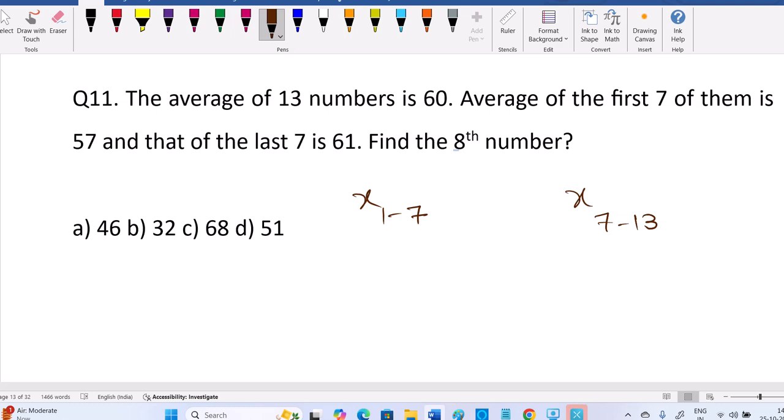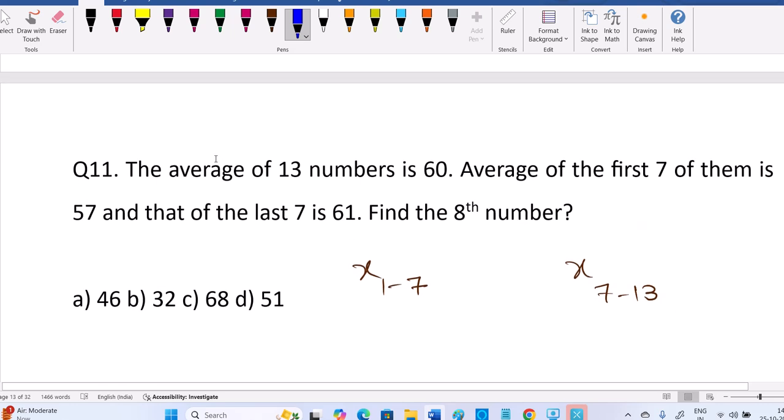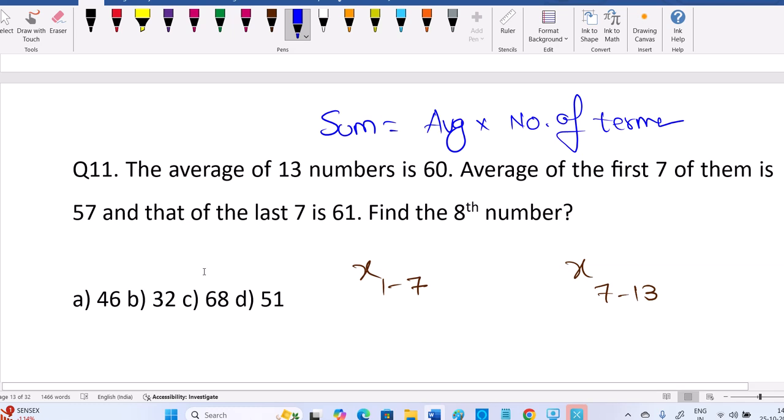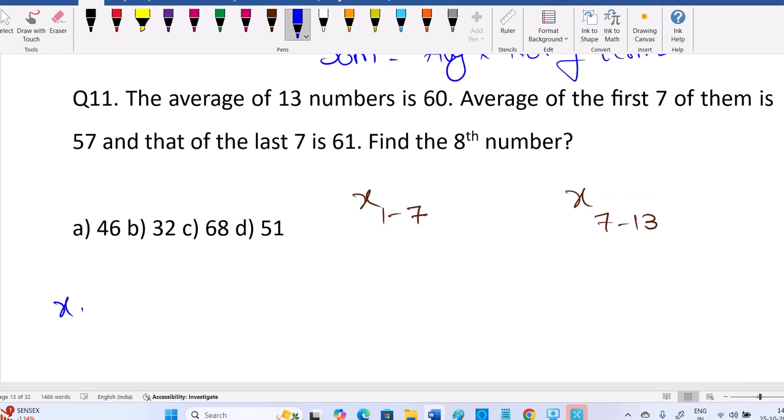Now listen, sir, how to approach these types of questions? Average is sum of terms divided by number of terms, but in the question the average is already given, so sum is equal to average into number of terms. That is how we need to approach. Here, the 13 numbers' summation means x1 to 13, that is x1 plus x2 plus x3 plus x4 and so on up to x13. To save exam time, I am writing x1 to 13.